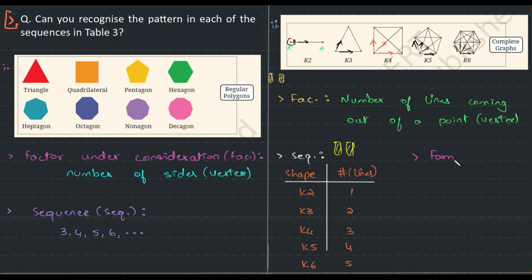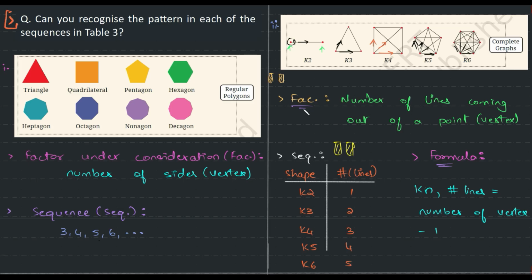So basically, I can term it this way. This is your formula, per se. What is a formula? It's a general form of whatever you're thinking of. Given Kn, the number of lines coming out will be equal to the number of vertex minus 1. This is a generic form of the idea, and such a thing is called a formula.